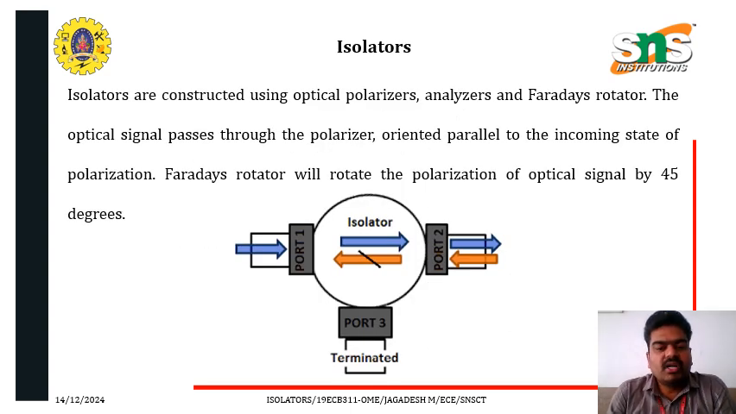Isolators are constructed using optical polarizers, analyzers, and a Faraday rotator. The optical signal passes through the polarizer oriented parallel to the incoming state of the polarization. The Faraday rotator will rotate the polarization of the optical signal by 45 degrees. Here you can see the isolator diagram with port 1, port 2, and port 3. Port 3 is terminated, and port 1 and port 2 are there. So a 45-degree polarization rotation will take place in this case.